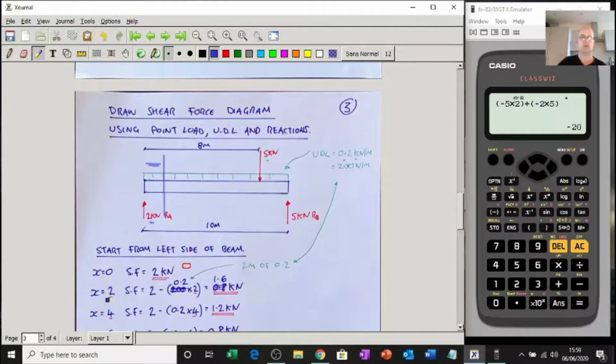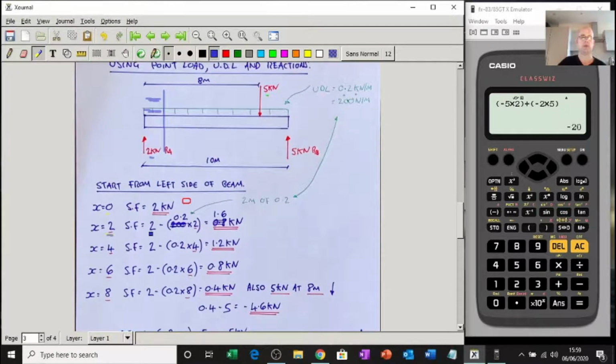So at 2 meters in, I can see the 2 kilonewtons coming up, and I've got 2 meters of the 0.2 coming down. So there's my 2, and there's my 0.2, which is my UDL, and it's 2 meters worth of it. So I've got 2 coming up, take away 0.2 is my UDL value, times 2. I've just left the K out for now, I'll put it in at the end. 1.6. So at x equals 2, my shear force is 1.6 kilonewtons. Don't forget to put the K in there.